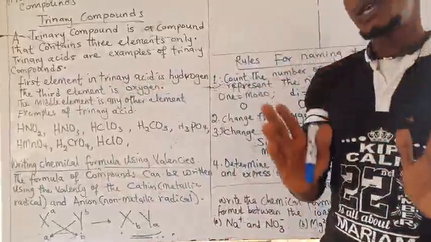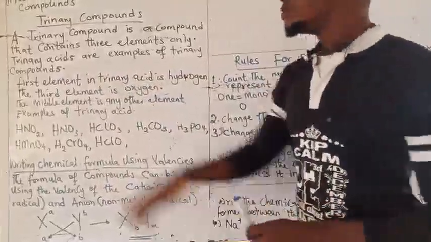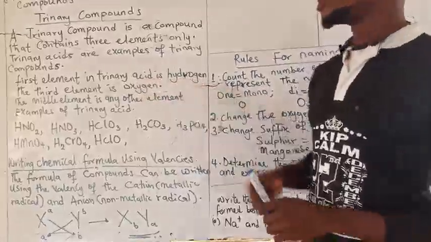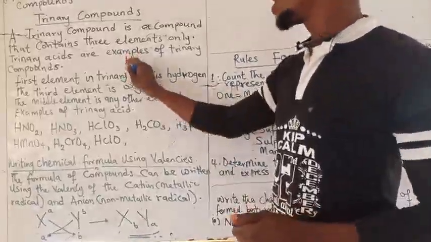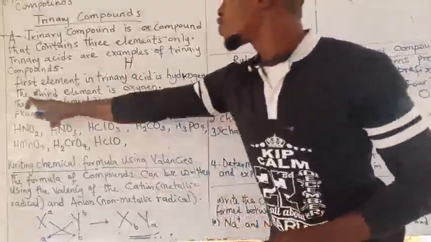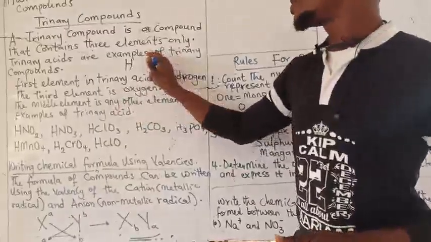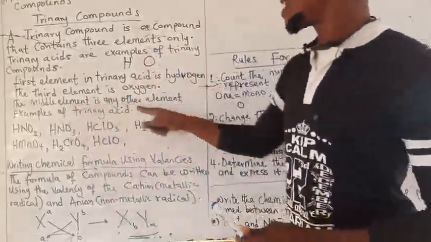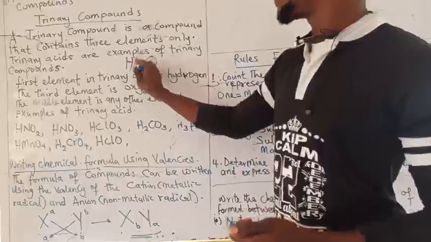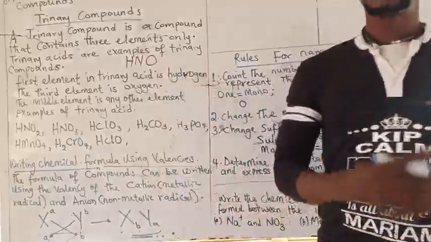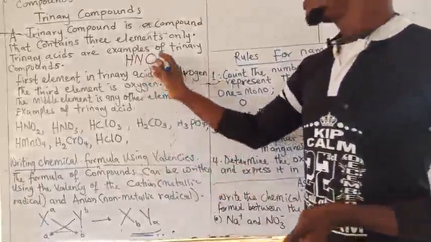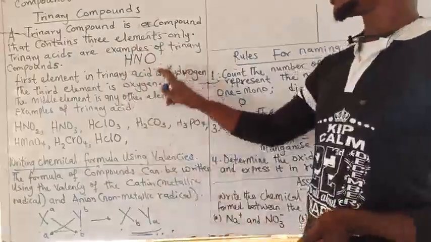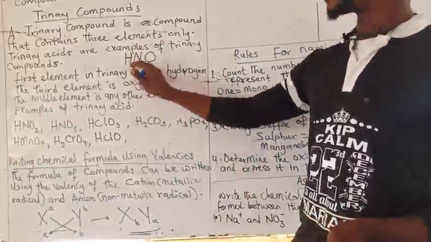Now let's look at how the trinary compound is structured. The first element in a trinary acid is usually hydrogen. The third element is oxygen, and the middle element is any other element. It can be nitrogen, it can be sulfur, it can be any other element. So this is how the trinary acid is structured: hydrogen first, oxygen as the third, and any other element at the center.